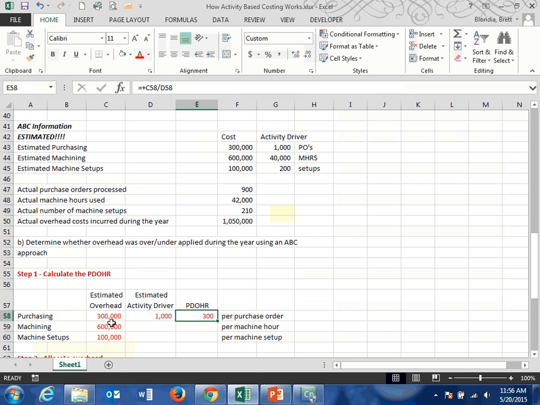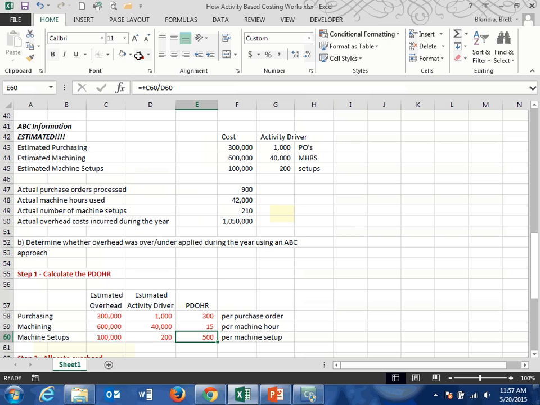Machining is 600K divided by the 40,000 machine hours, right? That was given in the question, which means 600 divided by 40,000 is a predetermined overhead rate of $15 per machine hour. Okay? My final, again, 3 activity pools, so 3 predetermined overhead rates. I take my machine setups, which cost me $100,000, and I'm planning on only doing 200 setups during the course of the year. So that means that for every time I have to set up my machines, I have to change the process. I'm going to charge $500 in overhead. All right? So there, again, step 1 was just calculate predetermined overhead rate.